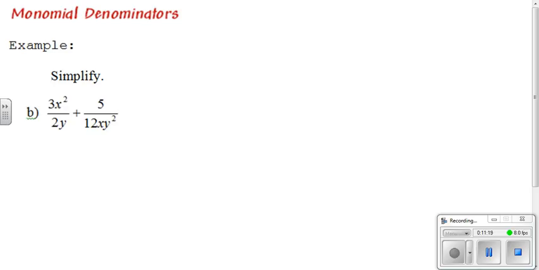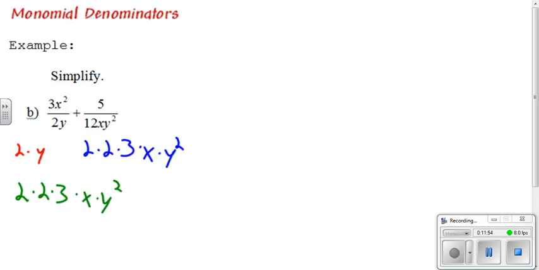All right, let's take a look at this one more time. We've got 3x squared over 2y plus 5 over 12xy squared. Look at our LCM of the denominators. We have 2 and y over here. We have 2 times 3, that's 12, times x times y squared. So it looks like our least common multiple, or our least common denominator, is going to be 2 times 3 times x times y squared, which is actually pretty easy because that just stays as 12xy squared. So this piece doesn't need to change at all.